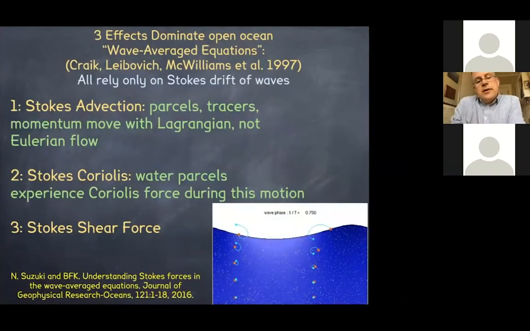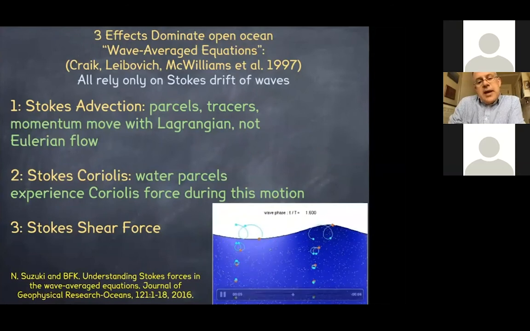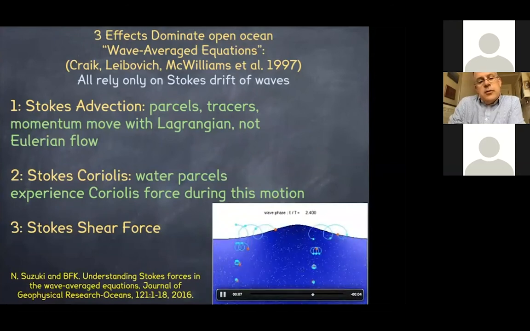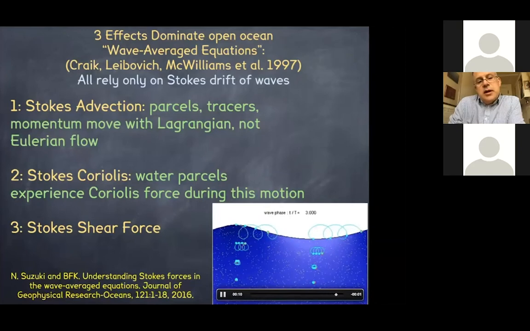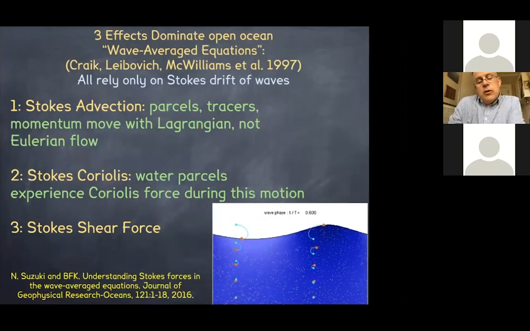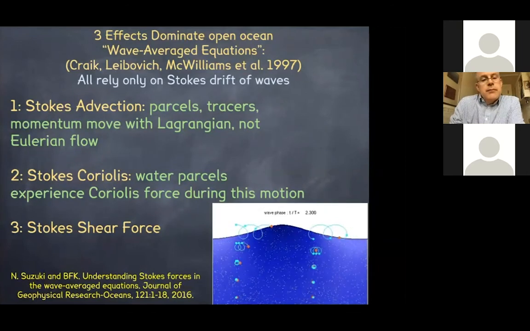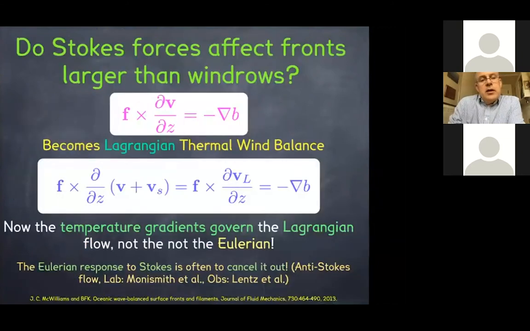So Stokes drift, as we said, is the key way. This is the average, this slow drift over the orbital motion of the waves. And it comes into the equations of motion as an advection, as a perturbed Coriolis parameter, and also through a downward force called the Stokes shear force. And so you might think that, oh, we can just revisit thermal wind balance, including the Stokes advection. And you do. And that is actually closer to what you find in the frontal balances in these high resolution simulations when you have the Stokes forces included.